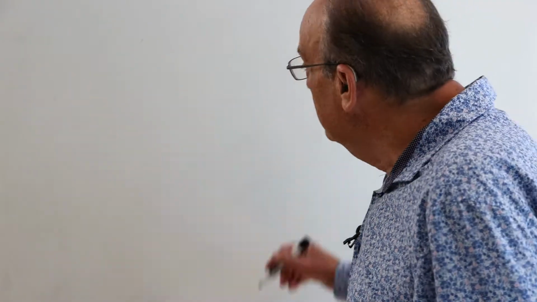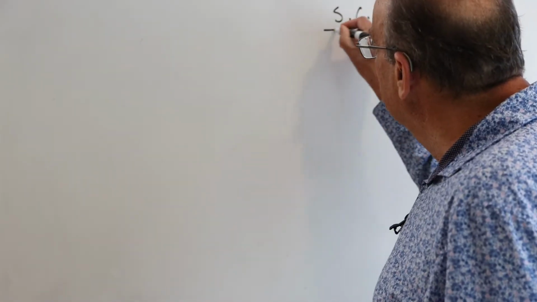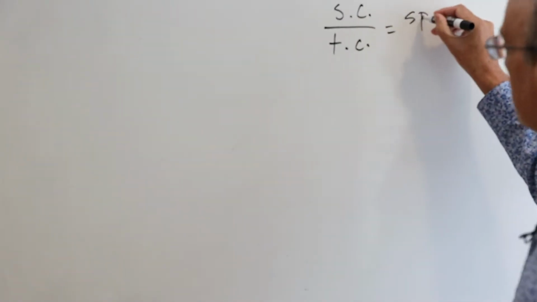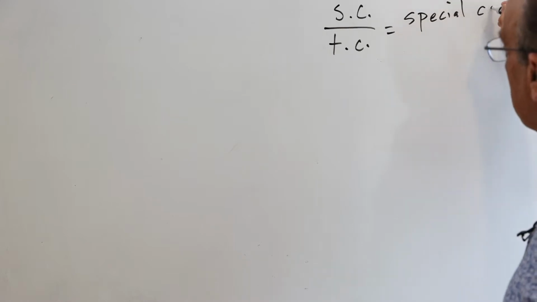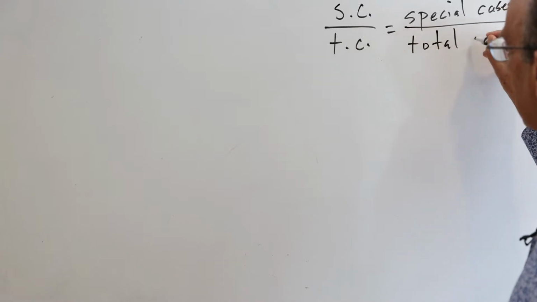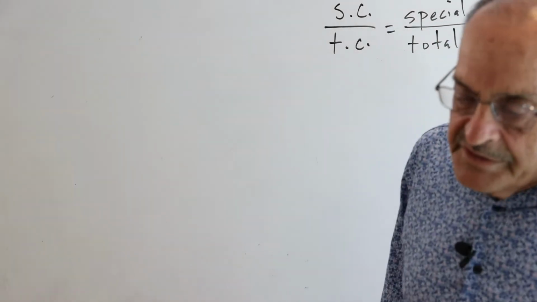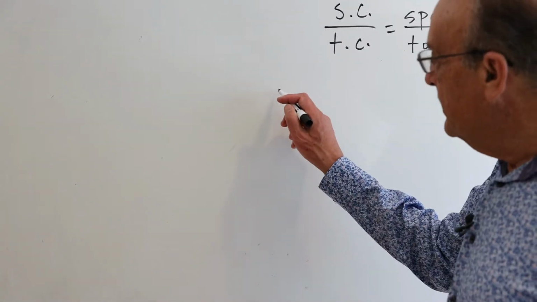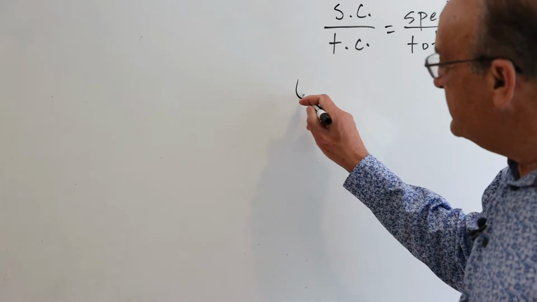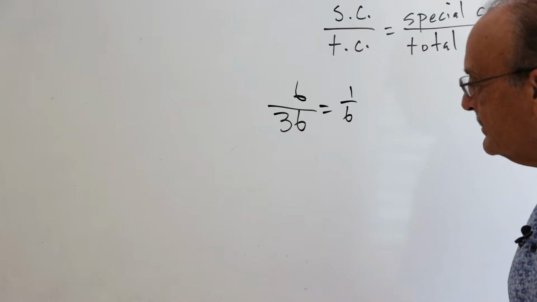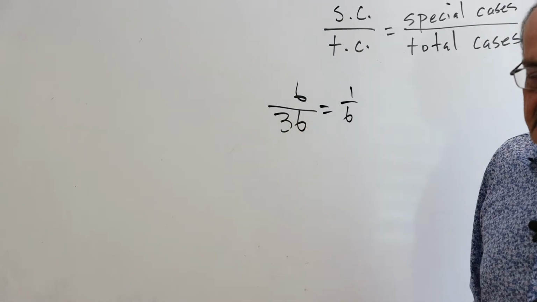So I like to define probability as being SC over TC, which is special cases over total cases. When you roll 2 dice, the probability of rolling a 7 is 1/6, because that's what you get when you reduce 6 over 36. So 36 is the total number of cases when you roll 2 dice.